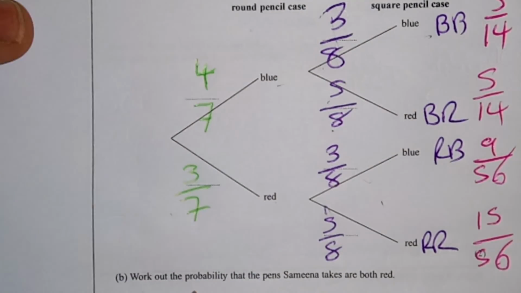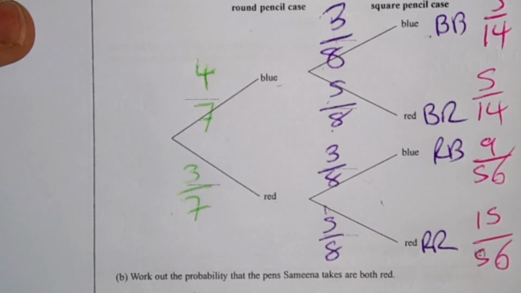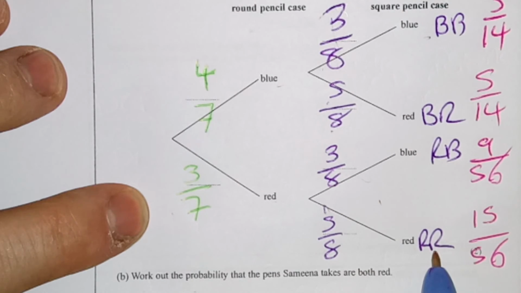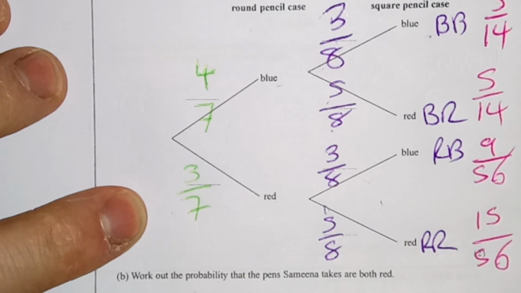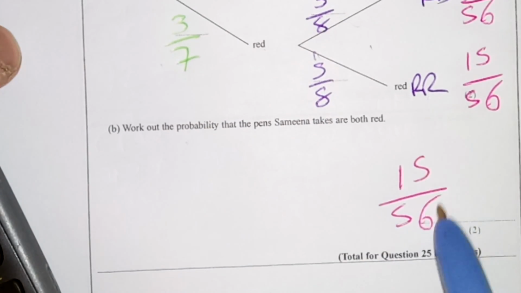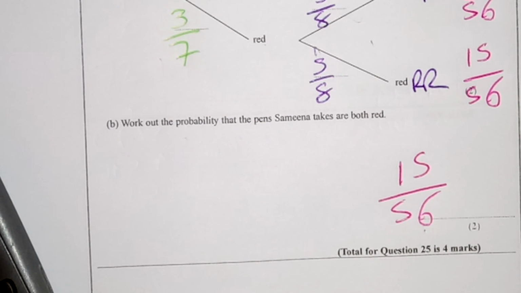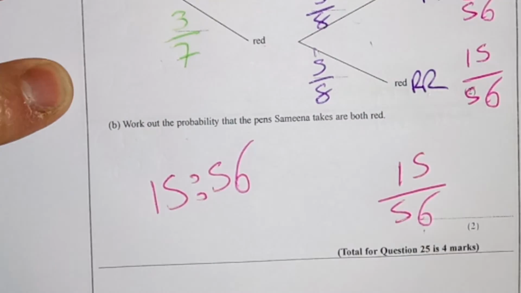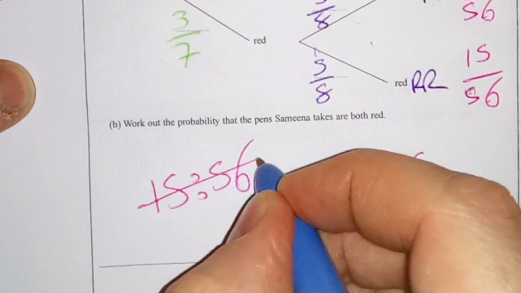Right. Work out the probability that the pens Samina takes are both red. So the one that's both red would be this one here, which is red red, which is why I wrote it, which makes it 15 out of 56. Okay, so your answer is going to be 15 out of 56. You can change it to a decimal, which is fine. You can change it to a percent, which is fine, but a fraction is fine. Just do not write 15 to 56, because that is a ratio and it means something totally different, so it's wrong.